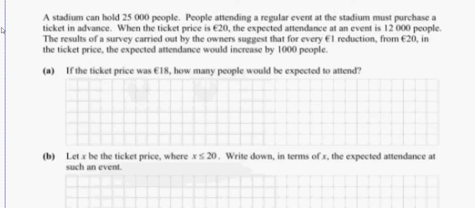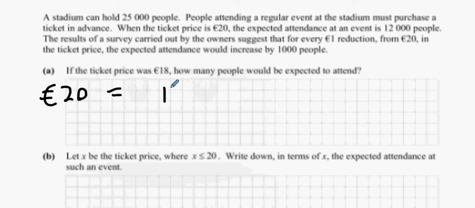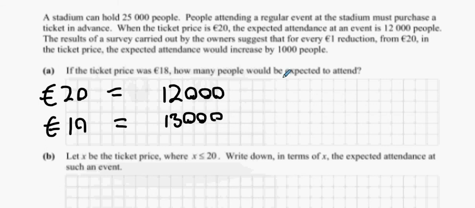A stadium can hold 25,000 people. People attending a regular event at the stadium must purchase a ticket in advance. When the ticket price is €20, the expected attendance is 12,000 people. Is that okay with you guys? For every €1 reduction, the attendance will increase by 1,000 people. So what does that mean about €19? And then what does that mean about €18?